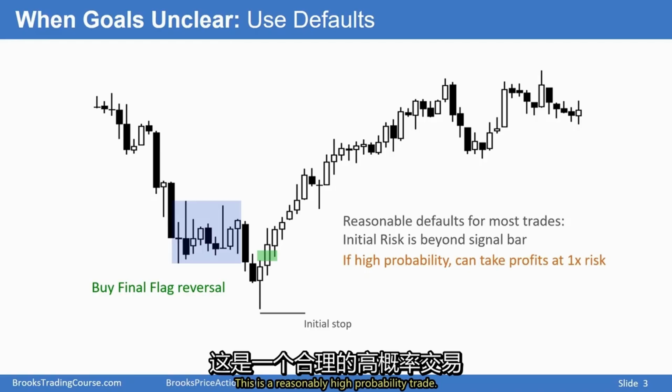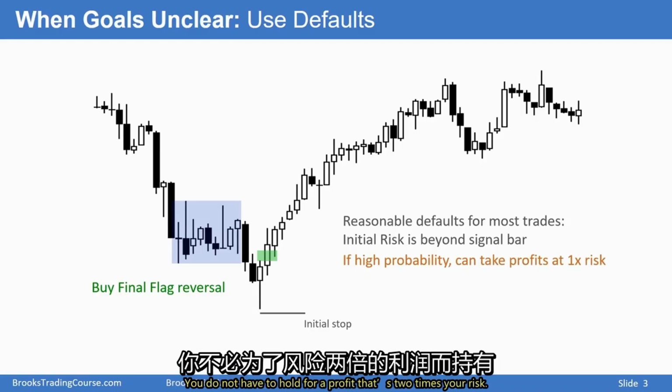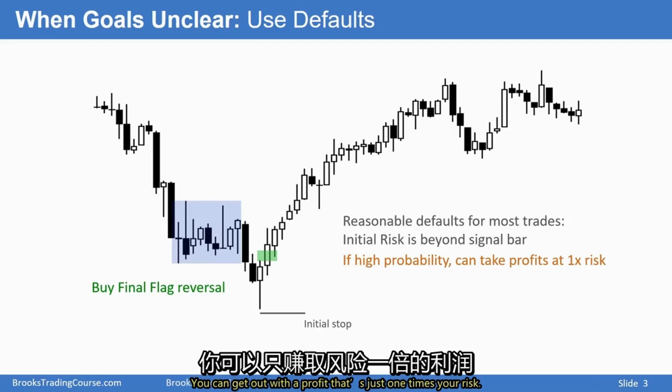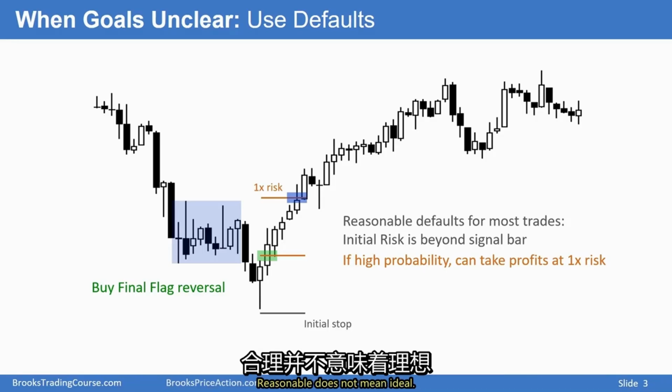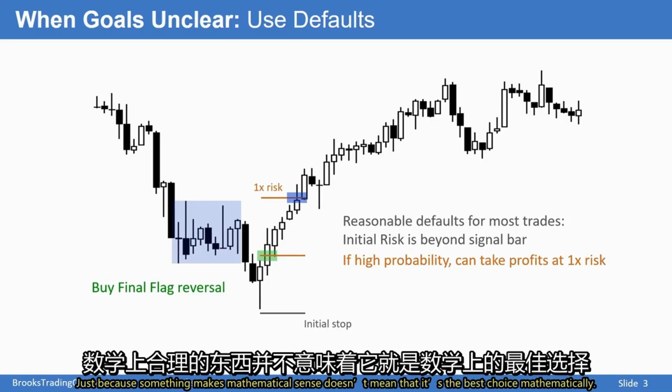This is a reasonably high probability trade. You do not have to hold for a profit that's 2 times your risk. You can get out with a profit that's just 1 times your risk. You buy above the high of the bull bar, stop below, and this is 1 times that risk, and that is reasonable to get out there. Reasonable does not mean ideal. Just because something makes mathematical sense doesn't mean that it's the best choice.